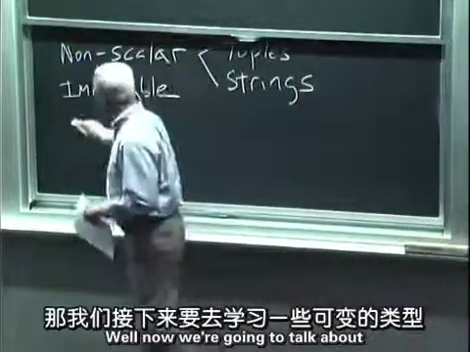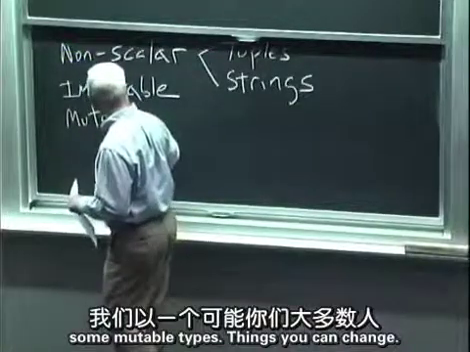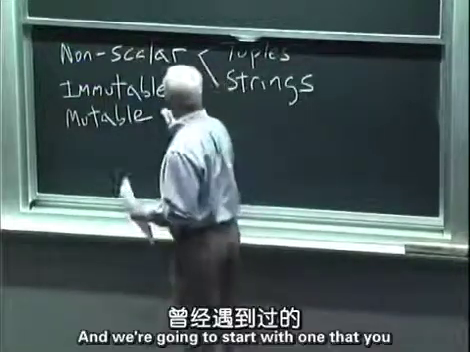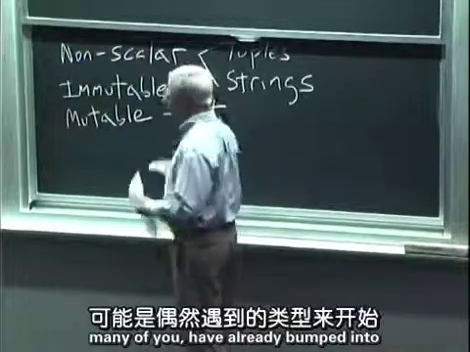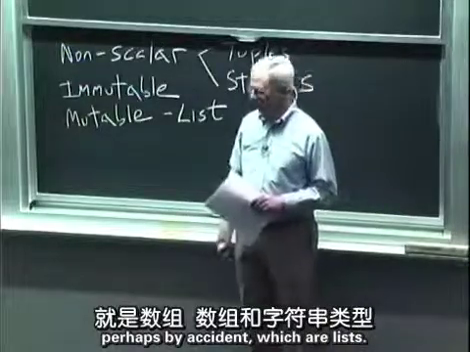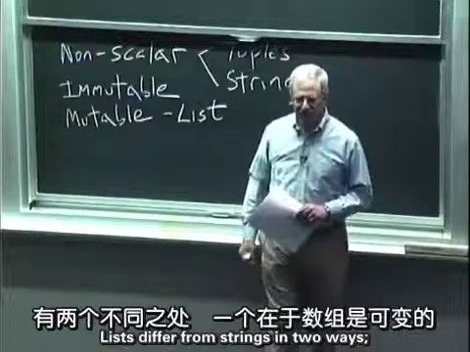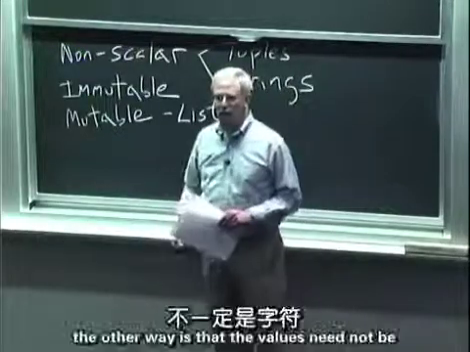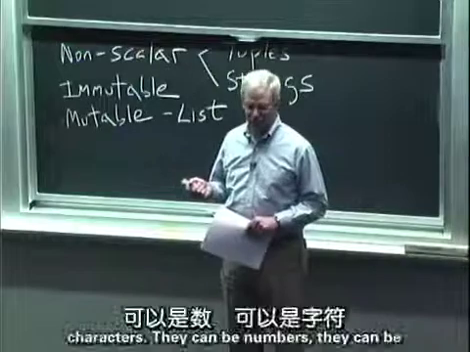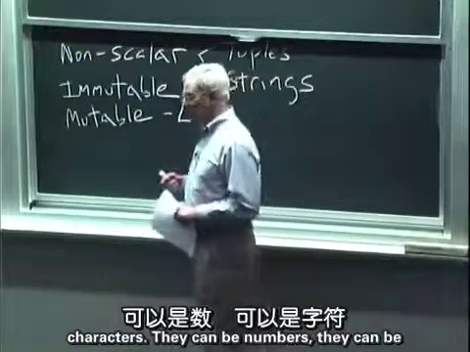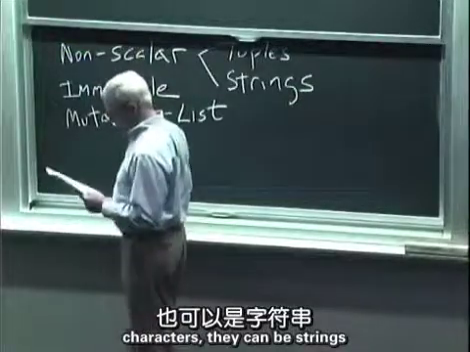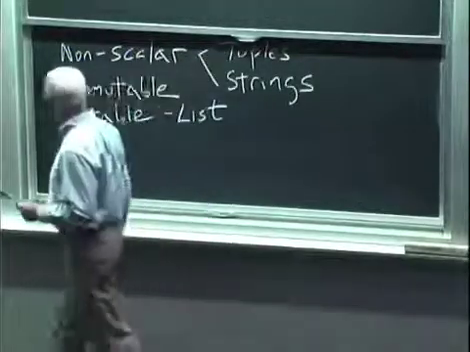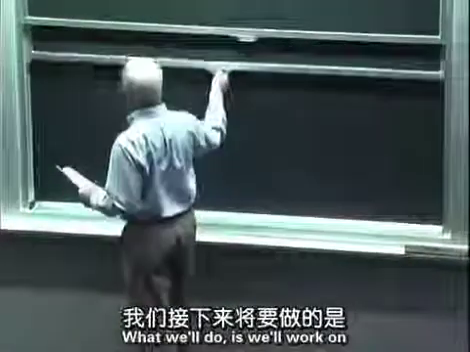Well, now we're going to talk about some mutable types, things you can change. And we're going to start with one that many of you have already bumped into, perhaps by accident, which are lists. Lists differ from strings in two ways. One way is that they're mutable. The other way is that the values need not be characters. They can be numbers, they can be characters, they can be strings. They can even be other lists. So let's look at some examples here. What we'll do is we'll work on two boards at once.